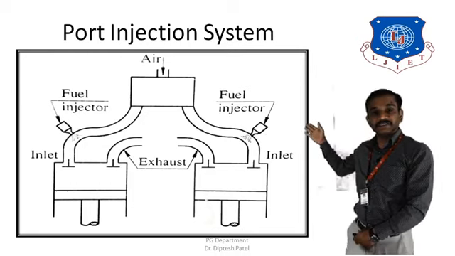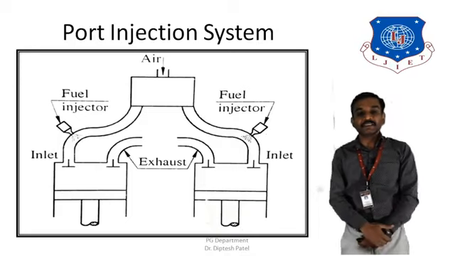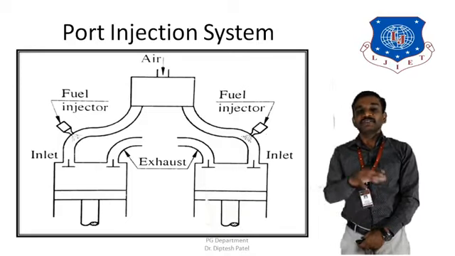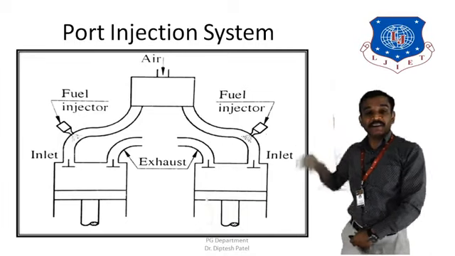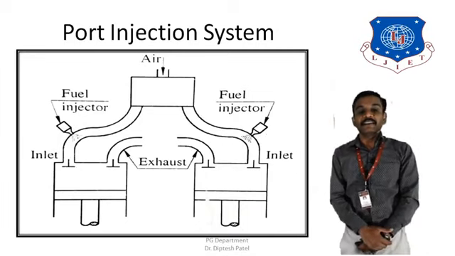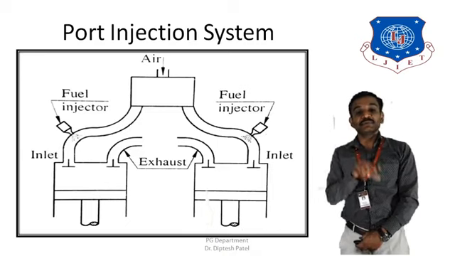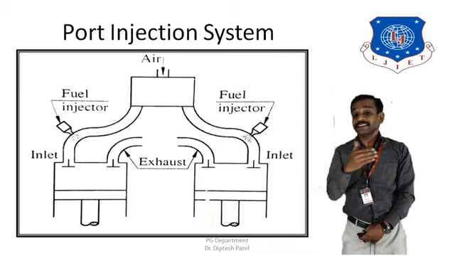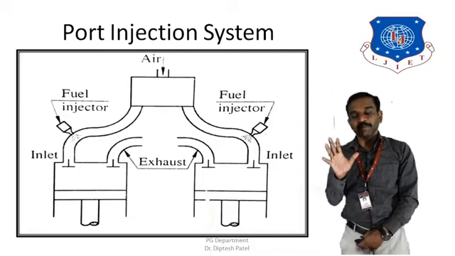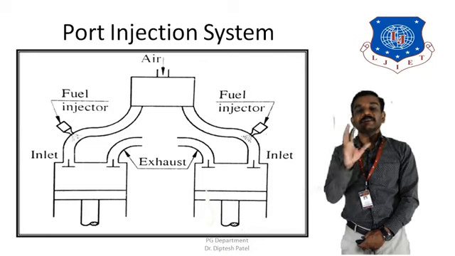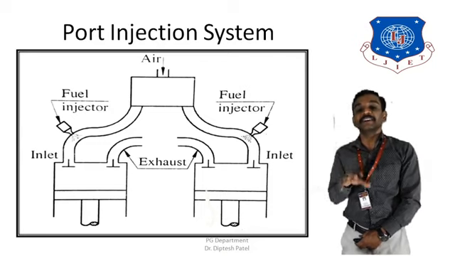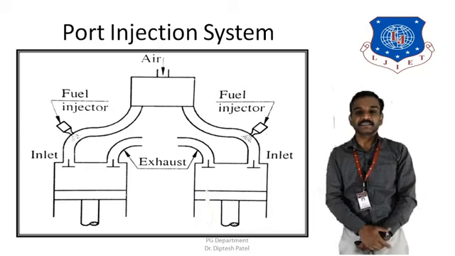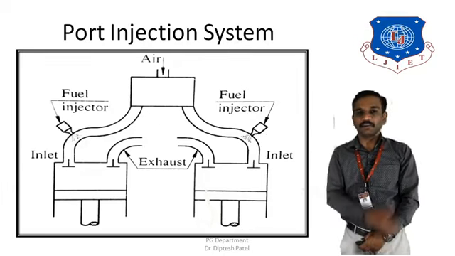a port injection system. You can see in the port injection system, the air is only supplied into the intake manifold while the fuel is injected into the individual port. Basically, a certain quantity, let's say the same quantity, depending on the requirement, is injected into each individual port, whether it is 6 cylinder 6 port, or 8 or 12 or even 2.